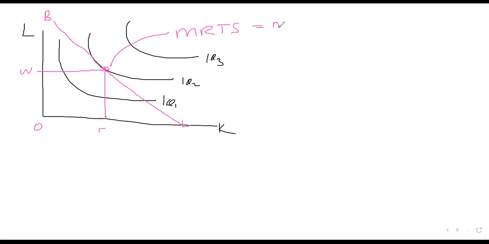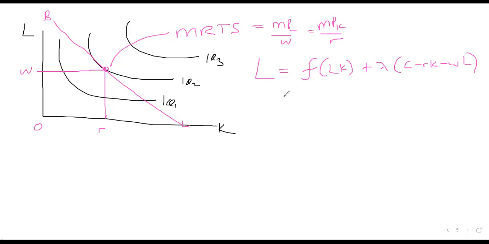So this point really occurs when the marginal product of labor over its wage should be equal to the marginal product of capital over its rent. And so the Lagrangian function, in this case, in terms of labor and capital, will be given as follows: the cost function is given by RK plus WL. The cost, rent for capital plus wage for labor.